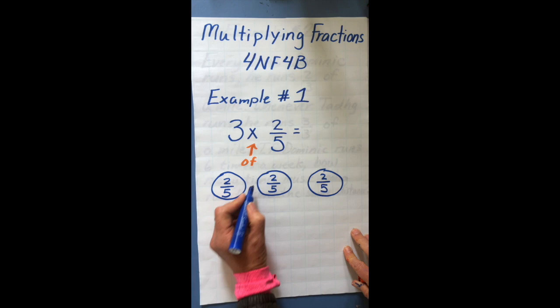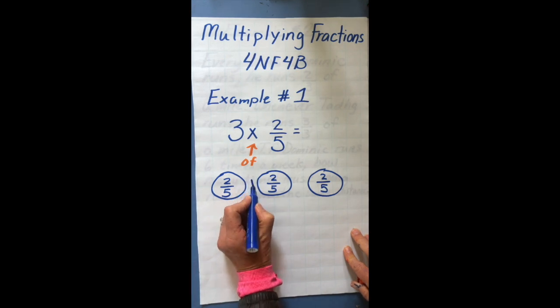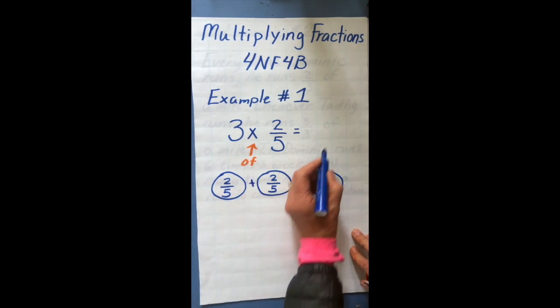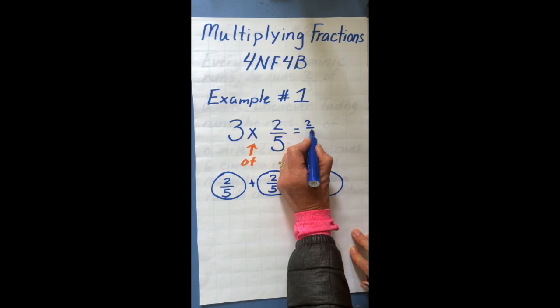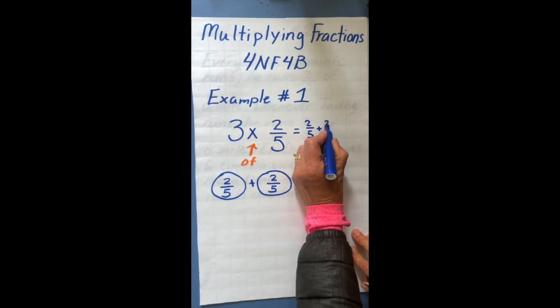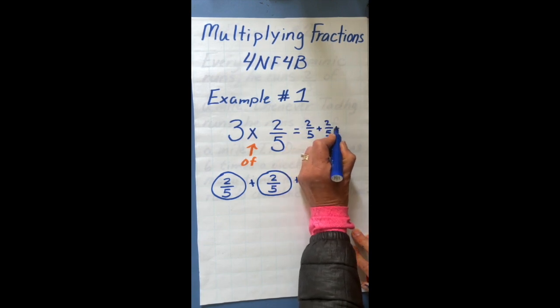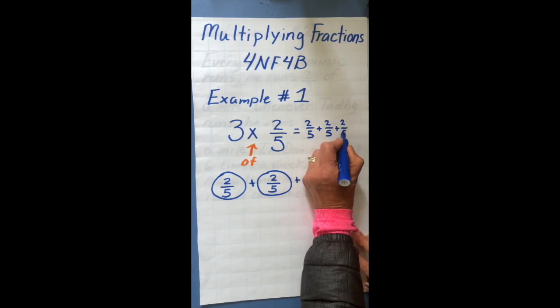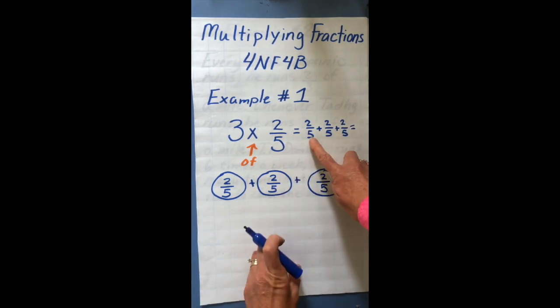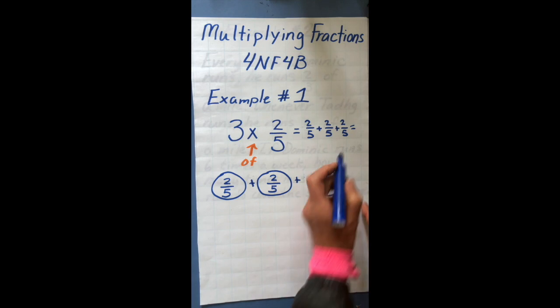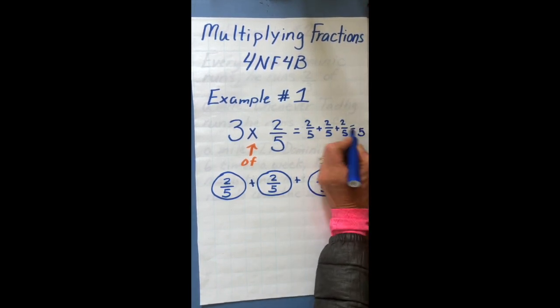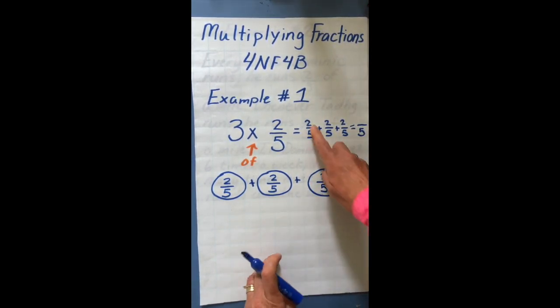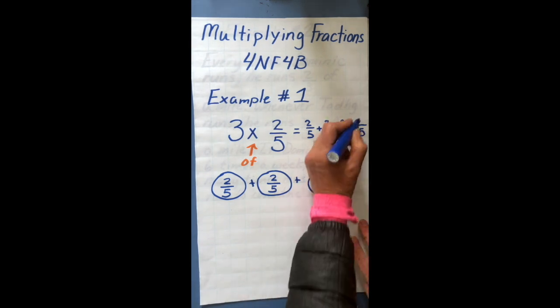So all I'm going to do is add these. So I could just write it here: 2/5 plus 2/5 plus 2/5. And then I know adding and subtracting is plain to see. You match the bottoms perfectly, and then you just add the tops. 2, 4, 6.